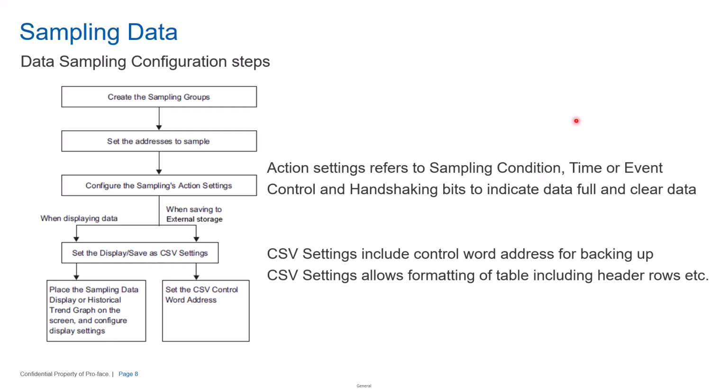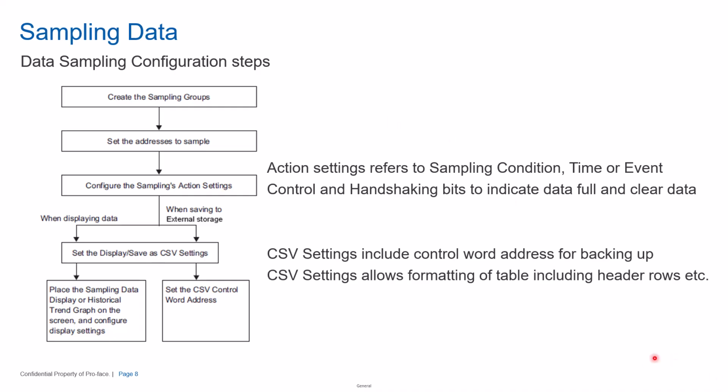So how are we taking our sample? Is it based on pure time or is it event? And then we also have handshaking bits to indicate that the data is full, and we can also have a bit to actually clear the data. Okay. Then you can see here, CSV settings include a control word address for backing up, and the CSV settings allow for formatting of the table, including header rows, etc. Okay. So that's all we're going to show here in the PowerPoint.